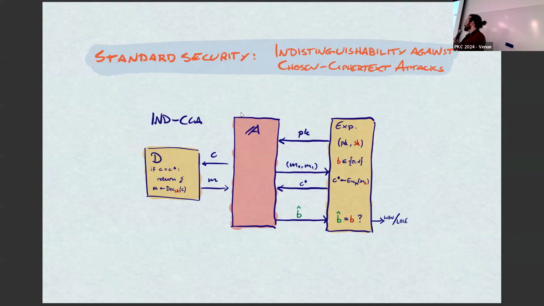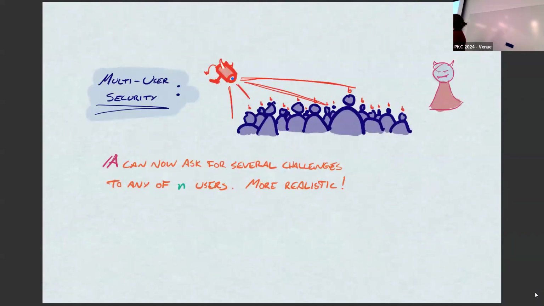And what we're trying to do is ask the question, is this realistic, right? We have a single key pair here, public key, private key pair. The first thing you can do to try and approximate the real world in your model is to allow for multiple users. Then you get multi-user NCCA, which has been thoroughly studied. And then in addition, you can ask for several challenges per user to any of the end users, right?